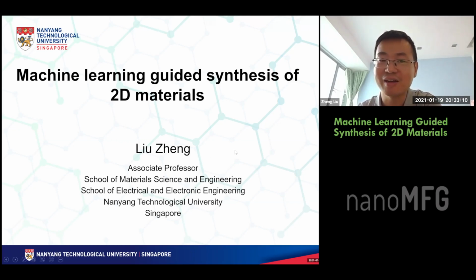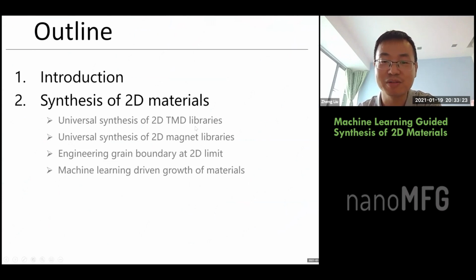Okay, I was intended to talk about machine learning, but after I took a look at the schedule, I found most work is about the synthesis of new materials. So I decided to talk more on the materials, like the 2D TMD libraries, the 2D magnets, and also the ultra-low grain boundary 2D materials. And in the last part, we discuss a bit on the machine learning-driven growth of 2D materials or novel materials.